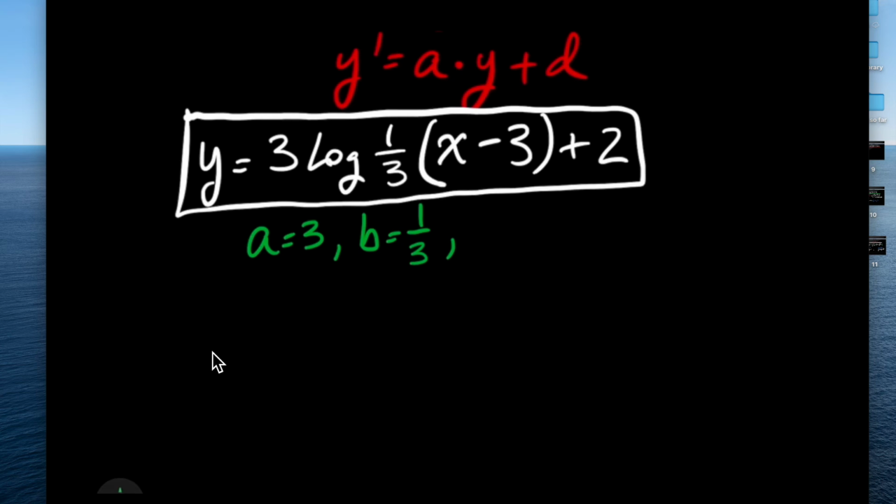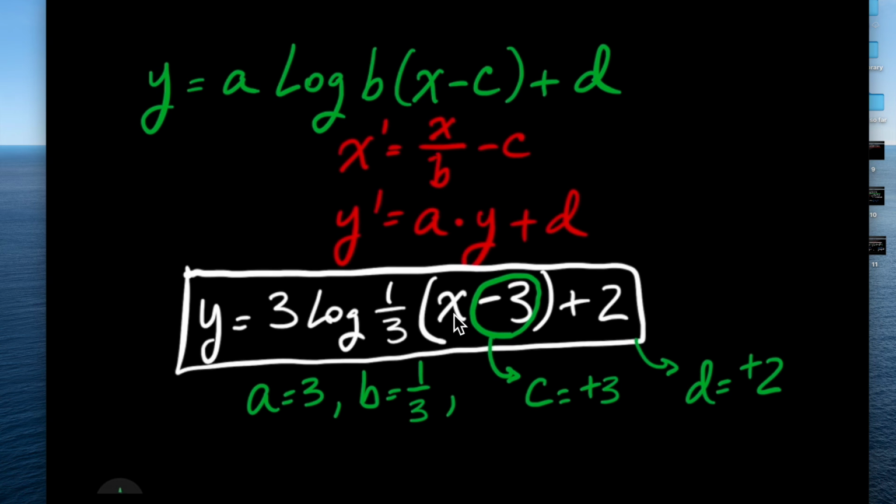Our c value, we're going to take this and take the opposite of it. This is what we are going to work with, plus 3. And our d value stays the same as plus 2. And recall, that's because of the difference. This has a negative sign associated with it. The d value has a positive sign.